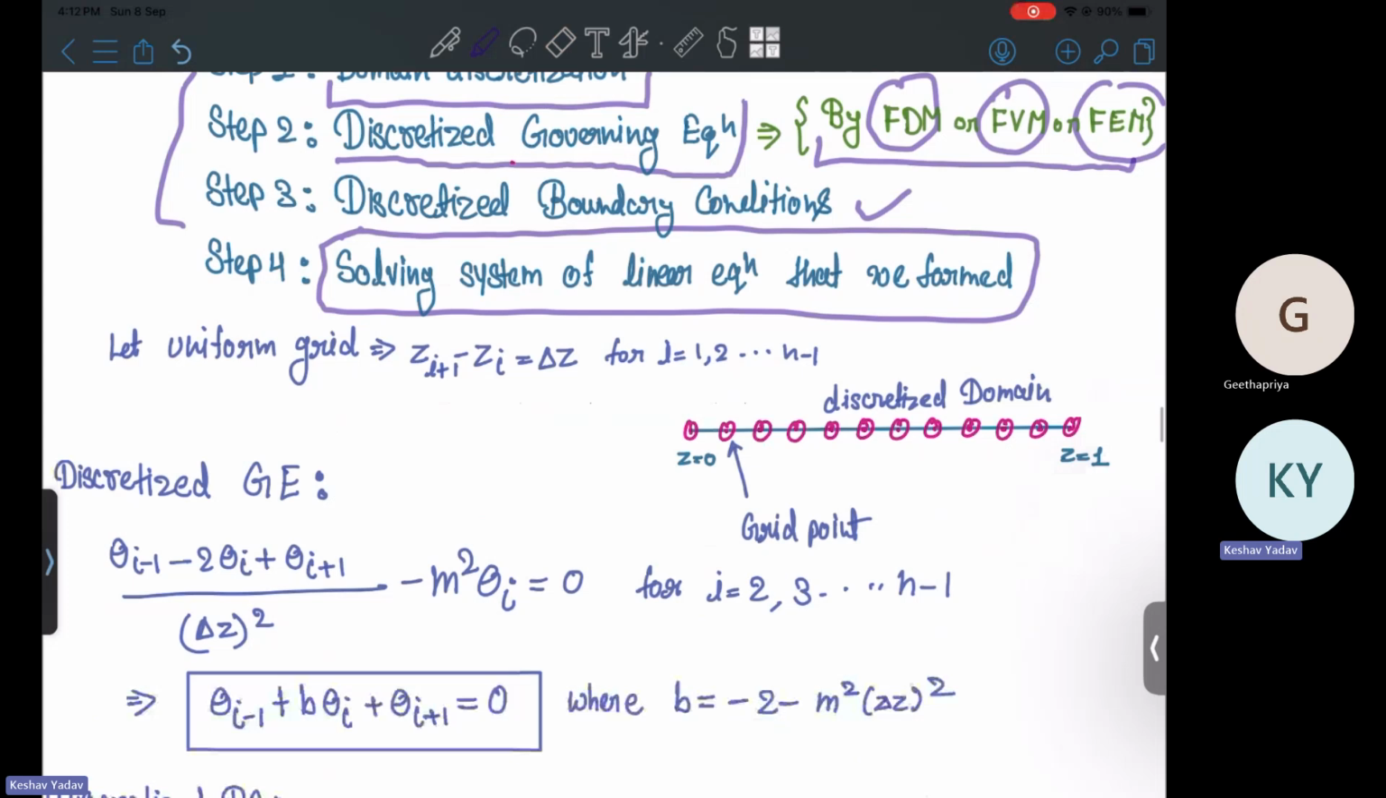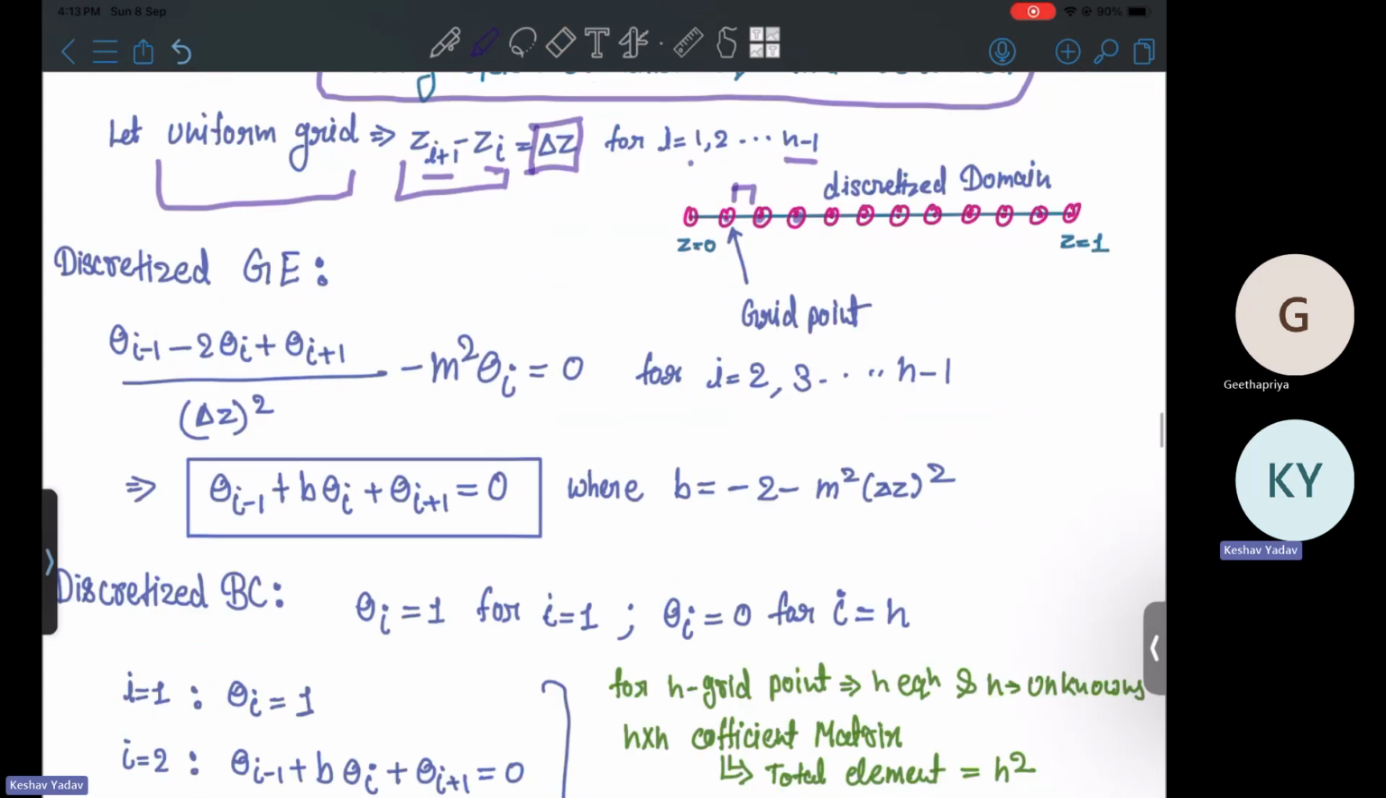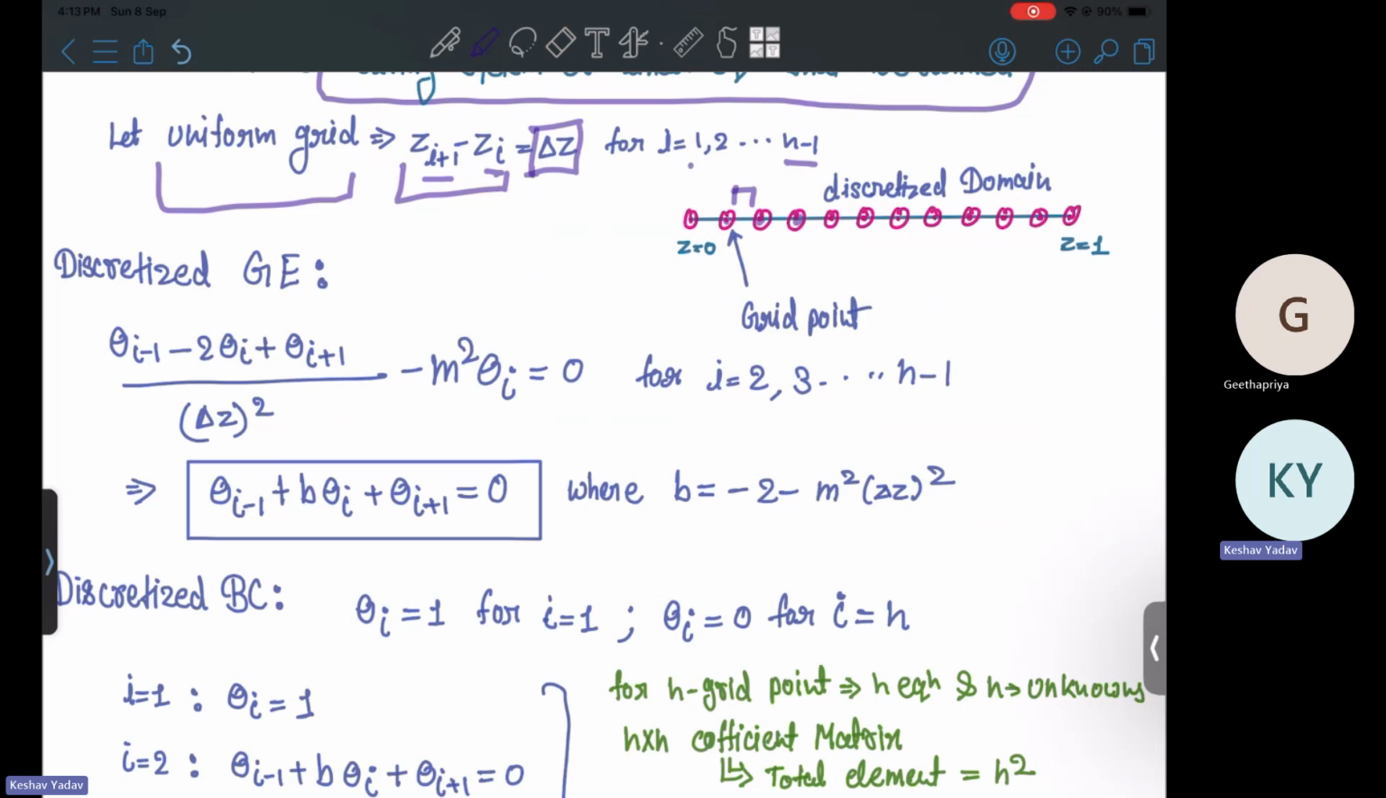So here, suppose we are assuming a uniform grid. A uniform grid means what? For any i from 1 to n minus 1, if I find z(i+1) minus z(i), that will lead to some delta z always. So these points are called grid points, and this is called step size or grid size. So how can we do that?